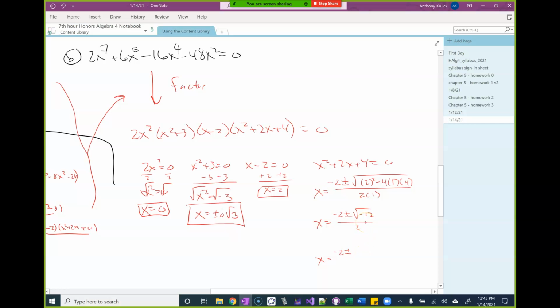So the negative is going to create an i, right? 12 is the same thing as 4 times 3. So the square root of 12 is the square root of 4 times the square root of 3. And the square root of 4 can just be 2. So I'm going to write this as 2i root 3 all over 2.